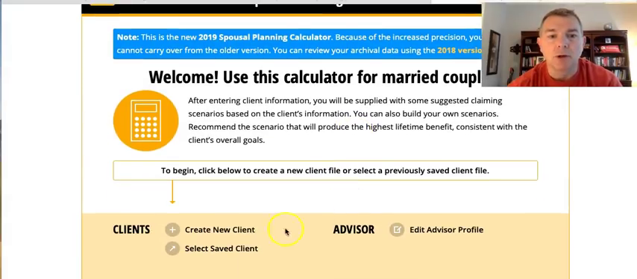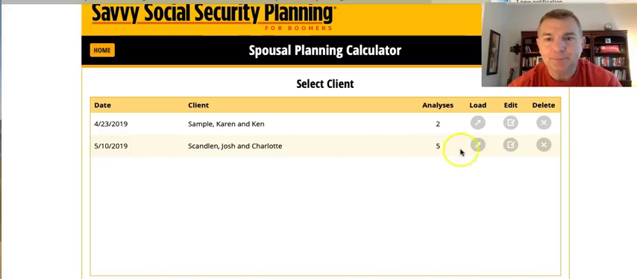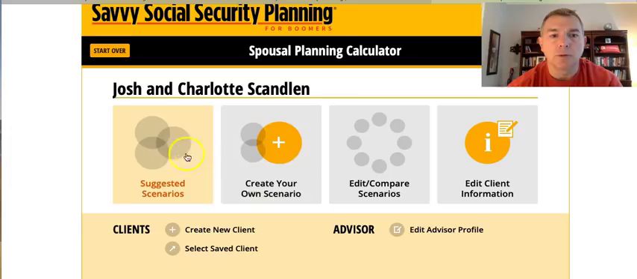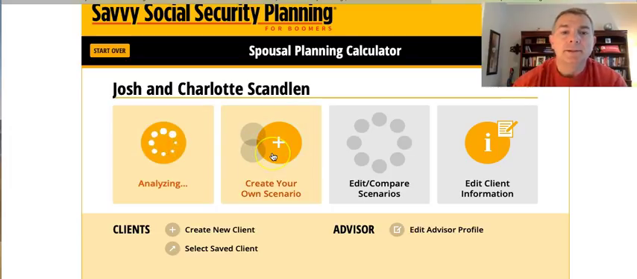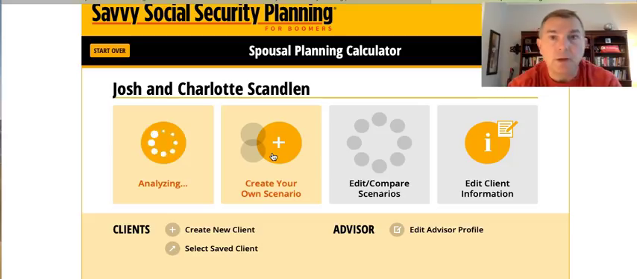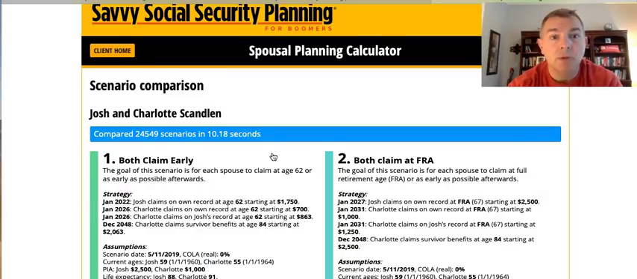What I'm going to do is load, select a saved client. That'll be myself, my wife, and me. We'll load us up here. And all right, so this is what we're going to do, create our own scenario. Let's go suggested scenarios, which is pretty cool. These will be the calculators for spousal planning. Then I'll do another video on survivor planning, another video on divorcees, another one on WEP and GPO. And if you don't know what WEP and GPO is, that's fine.